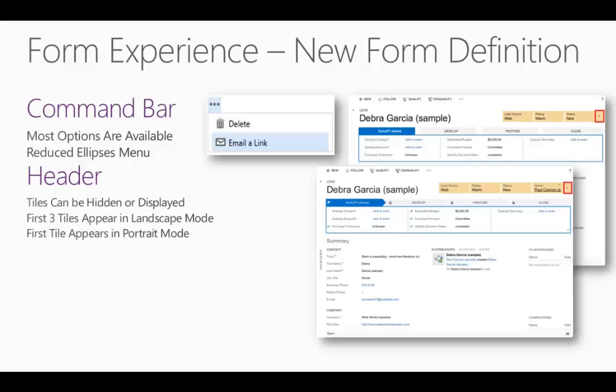Similarly, in portrait mode, the first tile will be displayed in the header with a chevron tile to the right to indicate that hidden tiles are available. If the header does not contain more than 2 tiles in either display mode, the chevron will not appear.